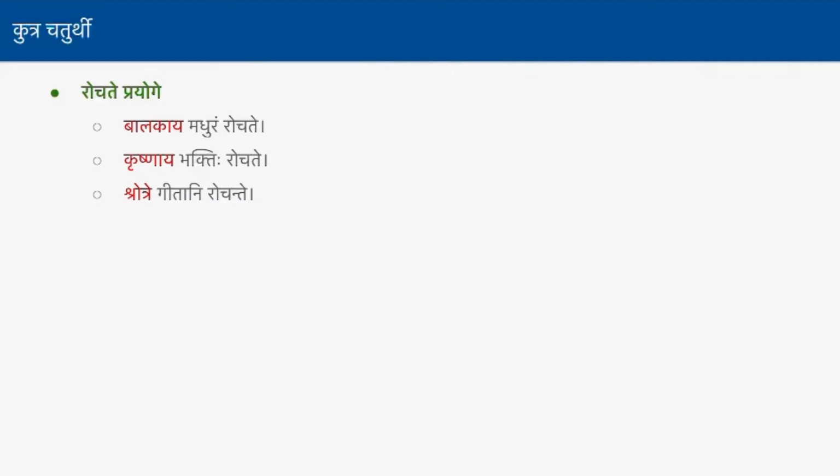Let us stop here. We'll have a very short Q&A. If there are any questions, we can get clarified. Similarly, you can try to make some sentences with rochate if possible. Try to always use the singular. Mahyam amrapalam rochate. I like mangoes.